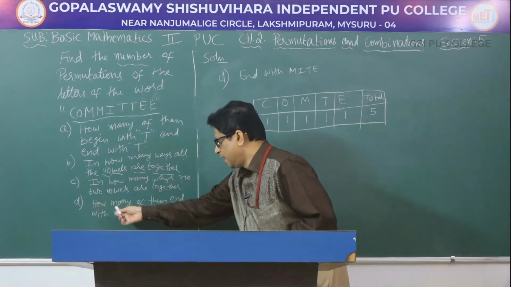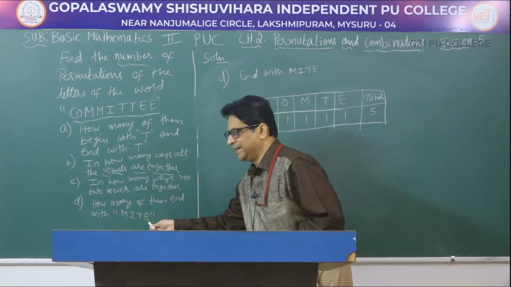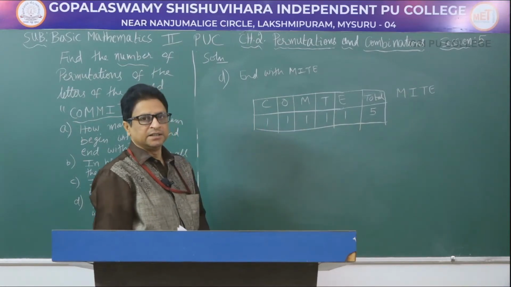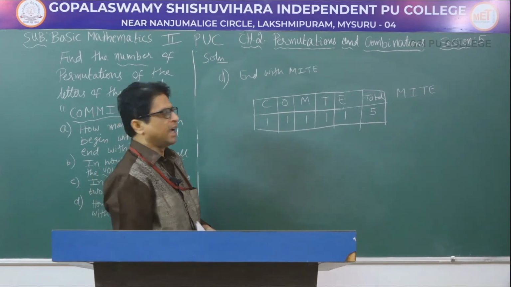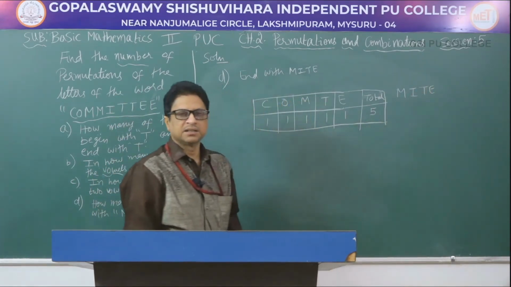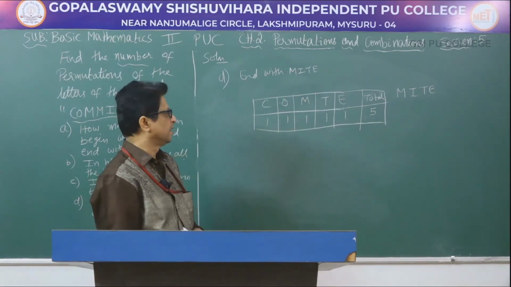So, D. How many of them end with MITE? The word should end with MITE. That means we have to find the number of arrangements excluding MITE, because the word should end with MITE.